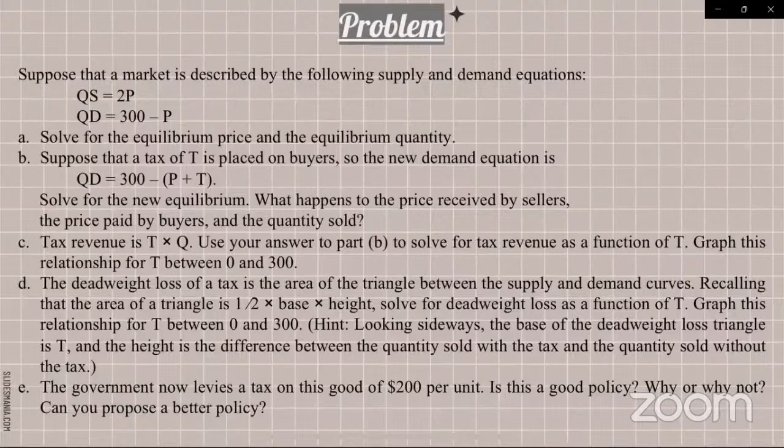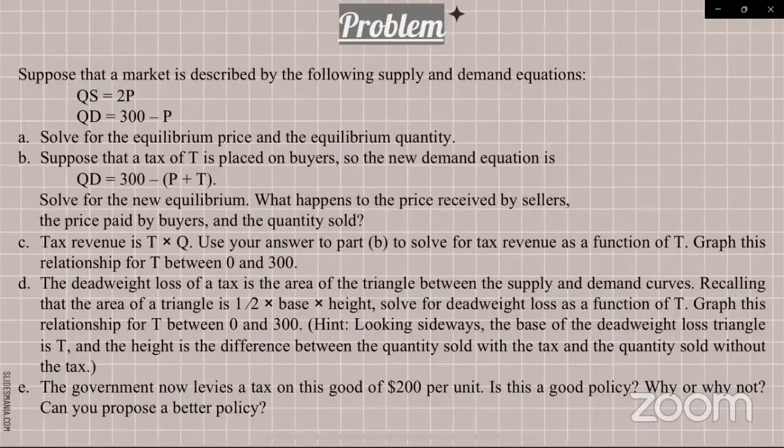C. Tax revenue is T multiplied by Q. Use your answer to part B to solve for tax revenue as a function of T. Draw a graph for this relationship between T in 0 and 300.